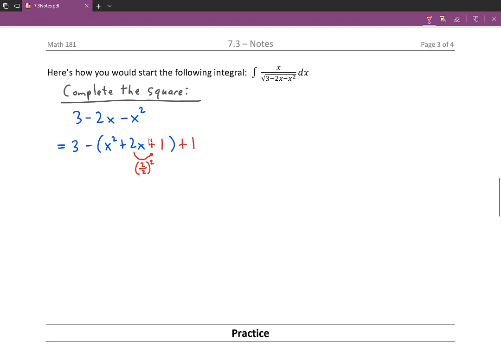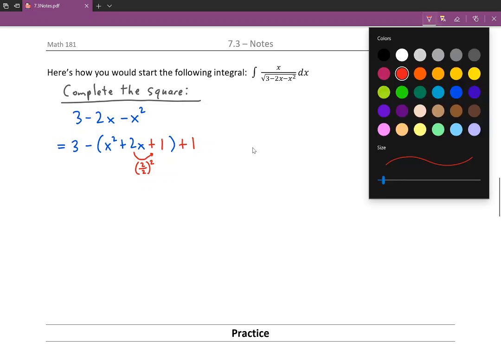So the negative distributes to make this a -1, so we have to balance that out by doing a +1. That way we're not changing the expression. If you take a number and you subtract 1 and then you add 1 to it, you haven't changed the number. It looks weird because it looks like we're doing +1 and then another +1, which would be +2, but really this +1 in the parentheses is a -1. Okay, so that's completing the square.